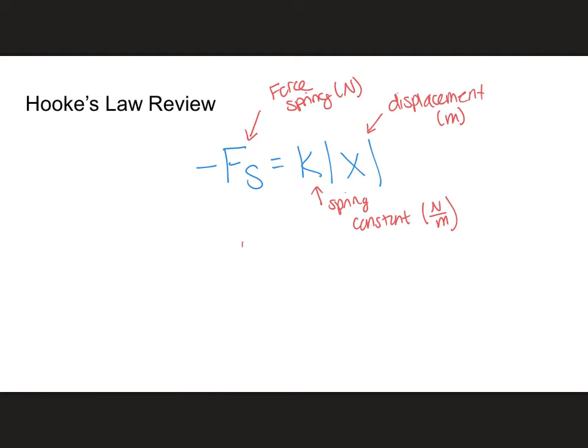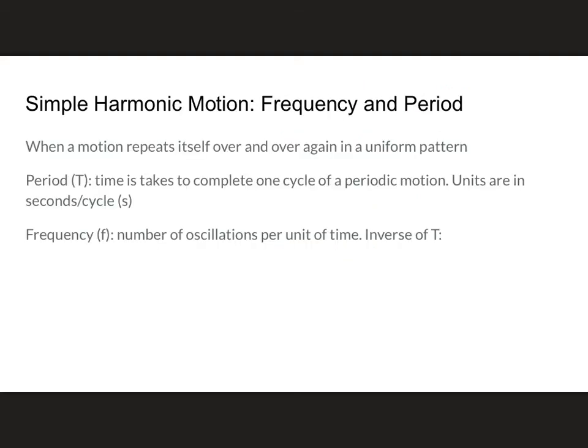So what does this look like? Our k equals negative Fs, our force, over x. So that means our units are newtons over meters. So it's really just a proportion. We're going to be using this when we talk about springs a little bit later on. All right, let's get to the new concepts.